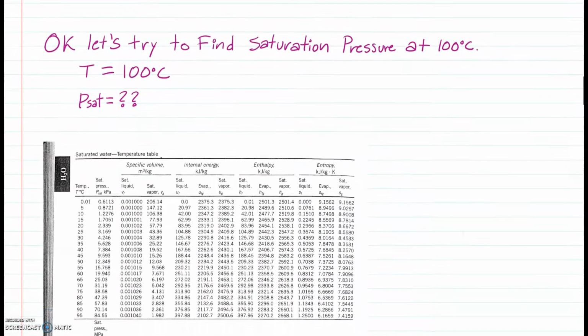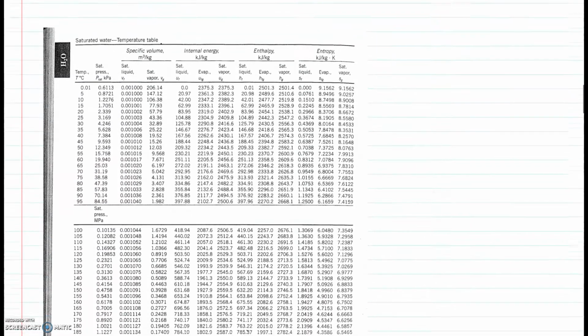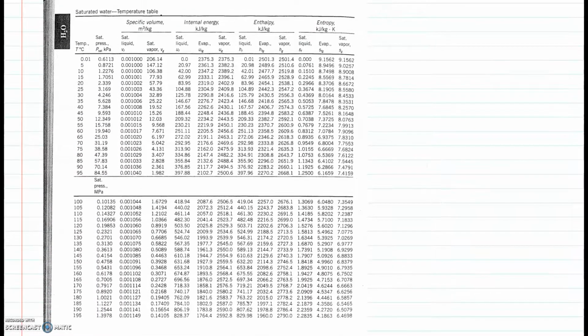Now let's look at a problem. Let's find the saturation pressure at 100 degrees Celsius. So we're going to come to the saturated tables. You're always going to want to start with the saturated tables. And you're going to look for your 100 degrees Celsius. There we are. It's right here.